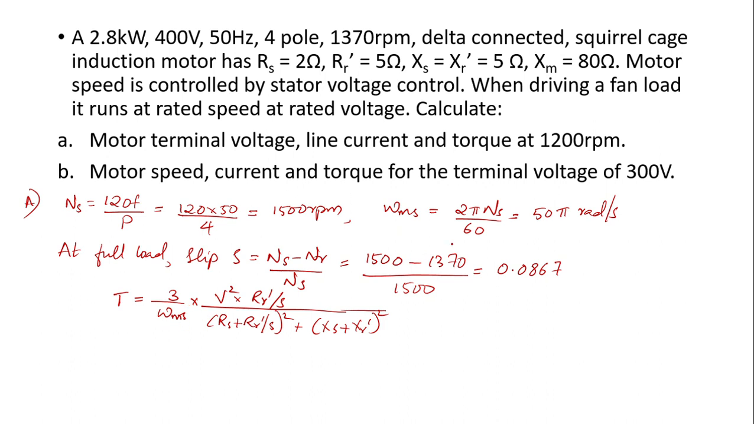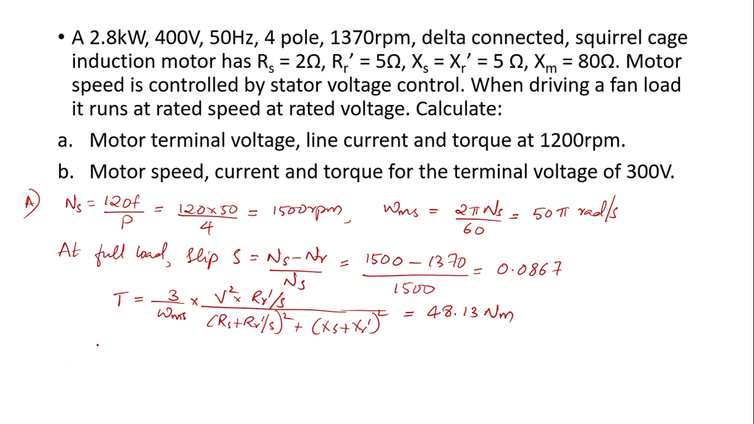So you can substitute all the values over here. All the values are already provided. You have omega ms equal to 50 pi, V equal to 400, Rr dash is 5, the slip you have found out, and all of the parameters here are given. I'm not going to show the value substitution over here. You can substitute it and you will get the value of torque as 48.13 Newton meters. The value for rated torque will be 48.13 Newton meters.